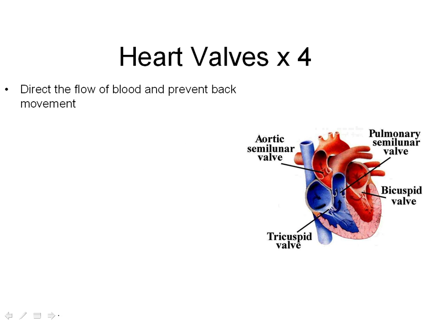Alright, so we have 4 valves, and the purpose of these valves is to prevent backflow. So once this blood comes through into the ventricle and it stops contracting, we don't want it to go back again. And same thing with this one.